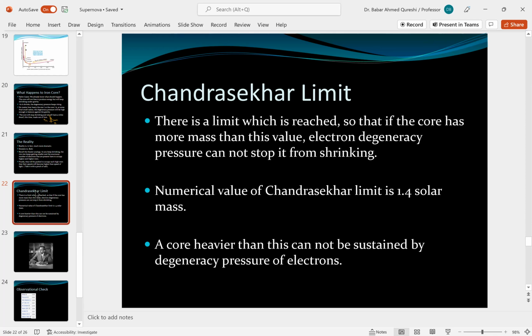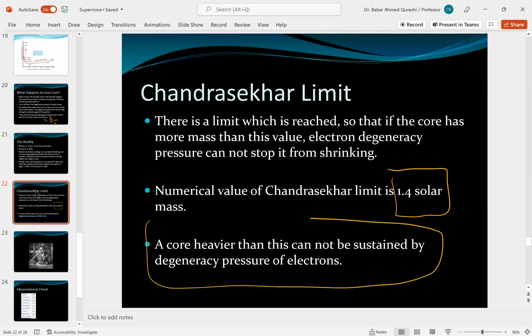What he calculated was that if you have a gravitational body which is heavier than 1.4 solar masses, and it's made of normal matter where you have electrons, this degeneracy pressure of electrons, which was the reason these electrons were sitting on higher and higher seats, is never going to be enough to stop the crushing, to stop the collapse. So a core heavier than this mass, the Chandrasekhar limit, cannot be stopped.